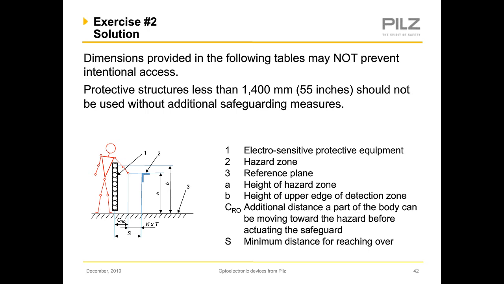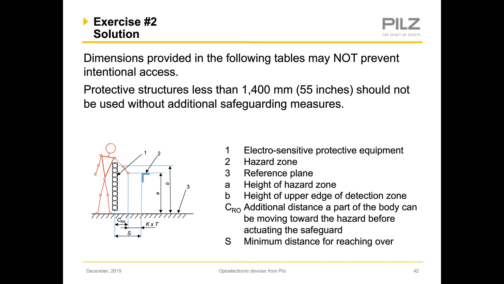So I want to point out, point 1 is the electrosensitive protective equipment. 2 is our hazard zone. 3 is the reference plane, like the floor. And there are the 2 factors now, A and B: A, height of the hazard zone, and B, height of the upper edge of the detection zone. And then we've got to see if we need a correction factor to be further away so that the person cannot reach over the light curtain and reach into the hazard zone.